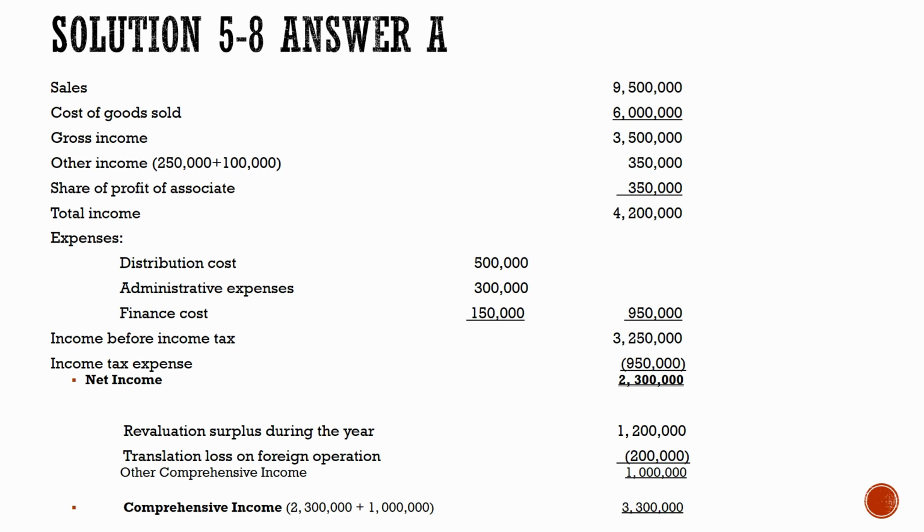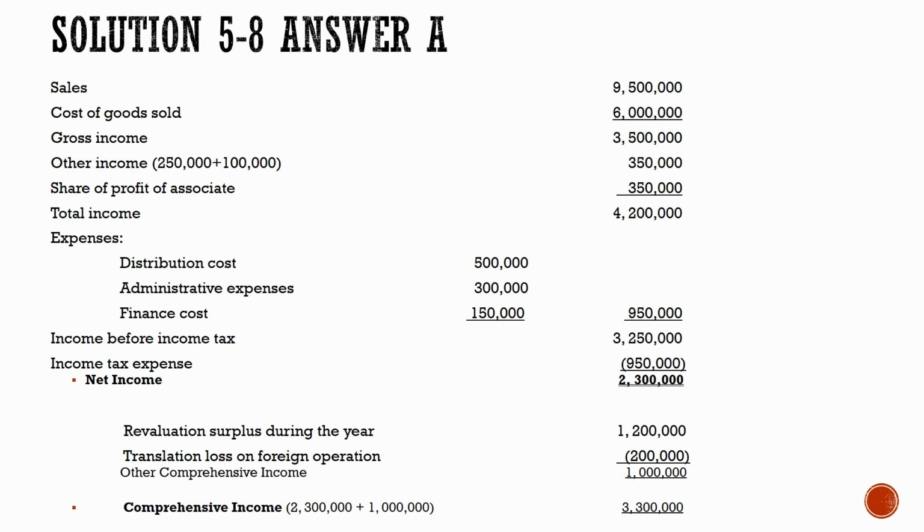Pero may mga kailangan pa tayo dyan na idagdag kagaya ng other income na binubuo ng interest revenue tsaka gain on sale of equipment. So, 250,000 plus 100,000 ay makakakuha na tayo ng other income na 350,000. I-add natin sa kanya yung share of profit of associate na 350,000 din. So, makakakuha na tayo ng total income na 4,200,000.